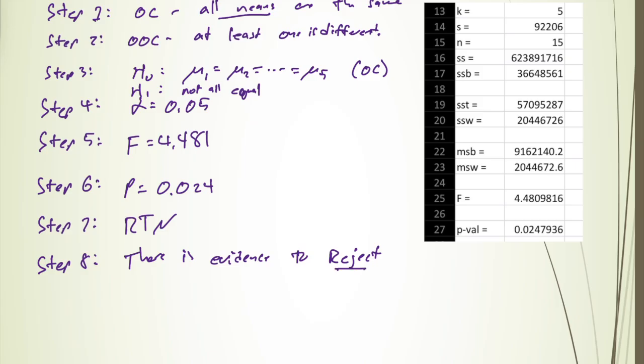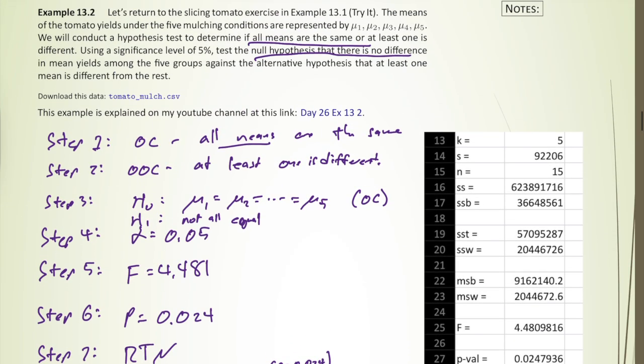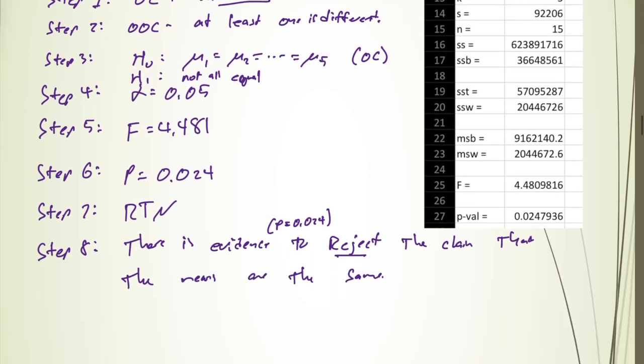So there is evidence. Put in my evidence, p equals 0.024, which is smaller than alpha, so my data is extreme. There is evidence to reject the claim that the means are the same. And I think we are done there. All right.